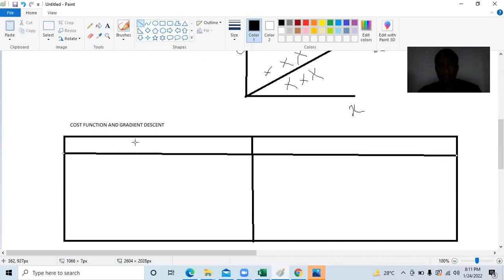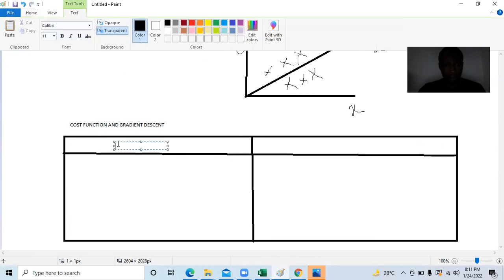I hope I have time. Here we have size and width, which is x. And here we have price, which is y.